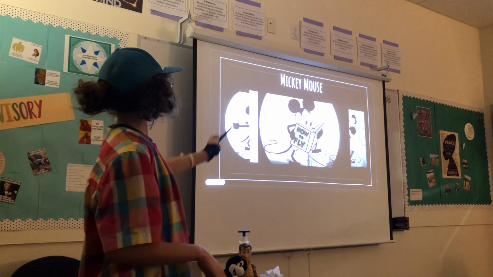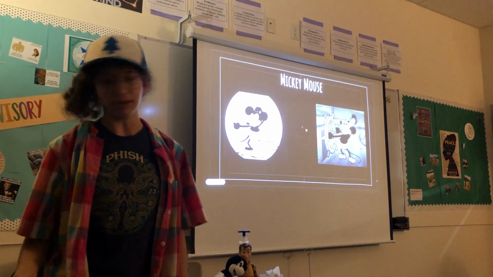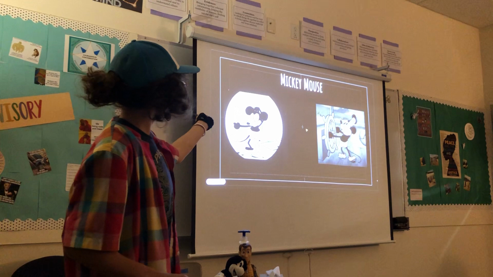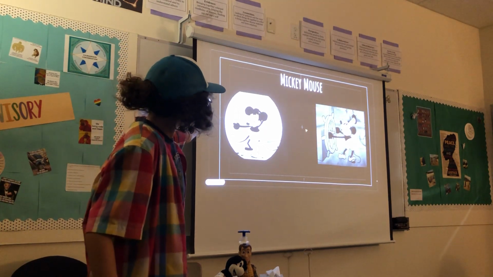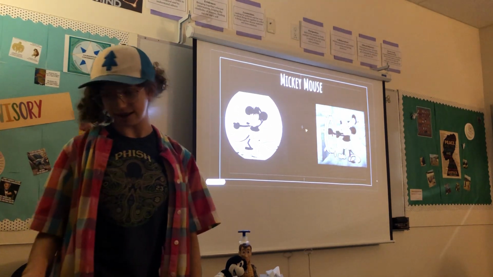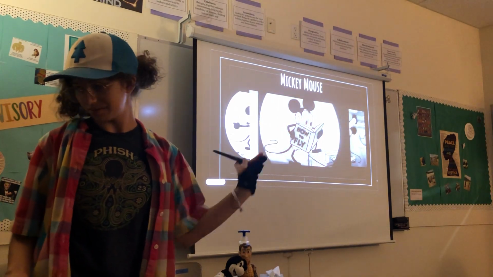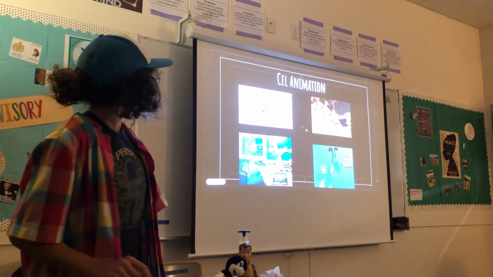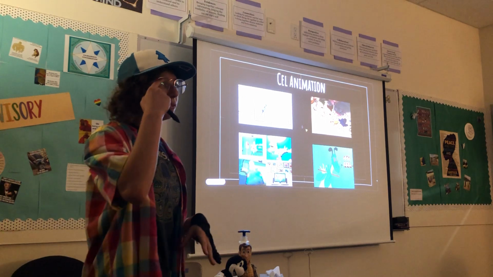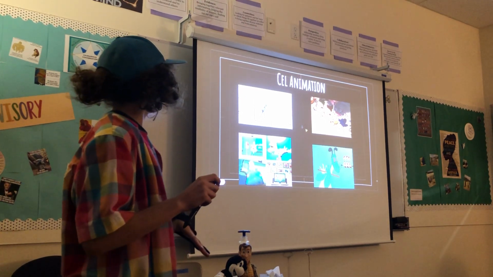And you can see how his character just evolved within like 2 or 3 cartoons. Like, his eyes are different. He just looks a little different. It's kind of interesting to see that. So that's the first Mickey cartoon. I'm gonna go into cell animation now, just to kind of explain that.